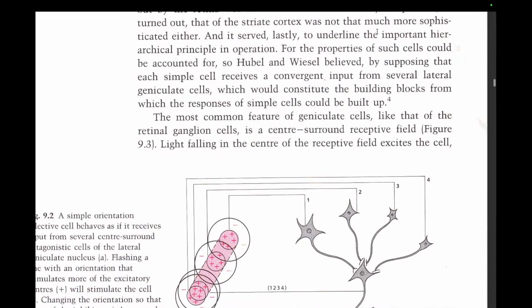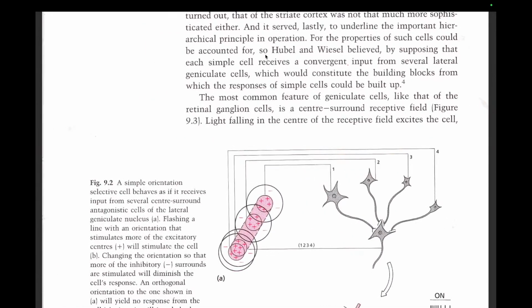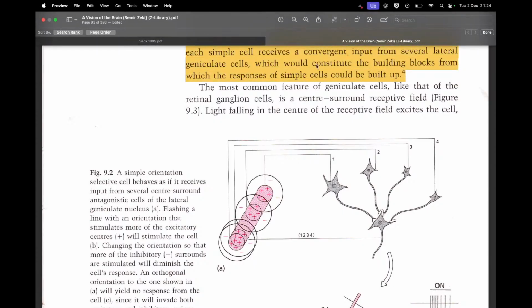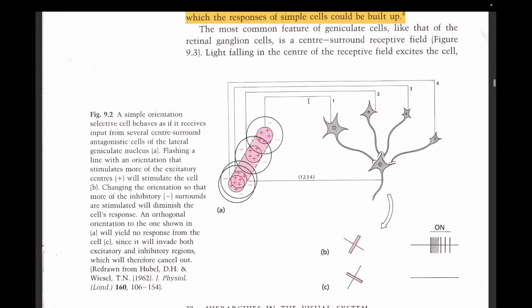And lastly, to underline the important hierarchical principles, the properties of such cells could be accounted for, we will largely believe, by supposing that each simple cell received convergent input from several lateral geniculate cells, which would constitute the building blocks from which the response of simple cells could be built up. Interesting. Okay. The most common feature of geniculate cells, like that of the retinal ganglion cells, is a center surround receptive field.